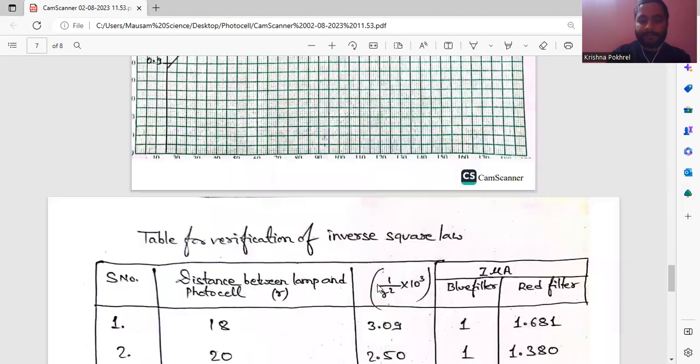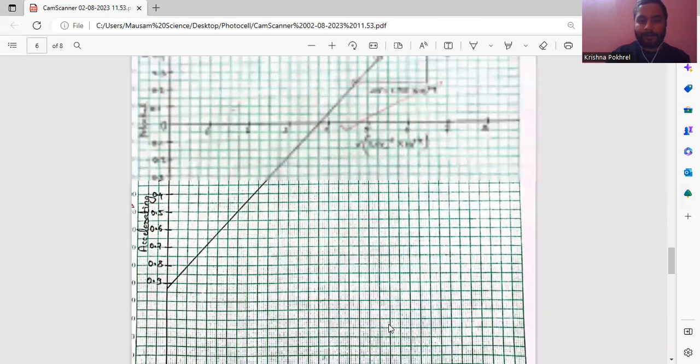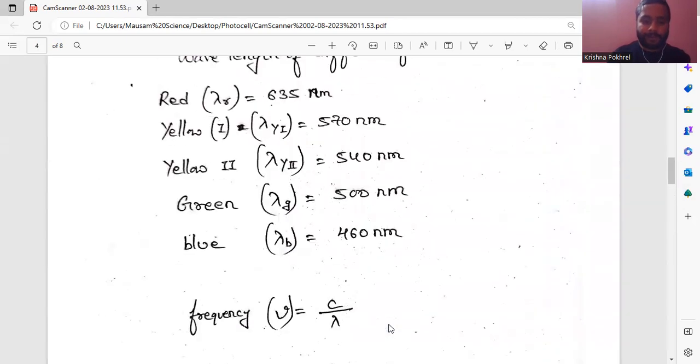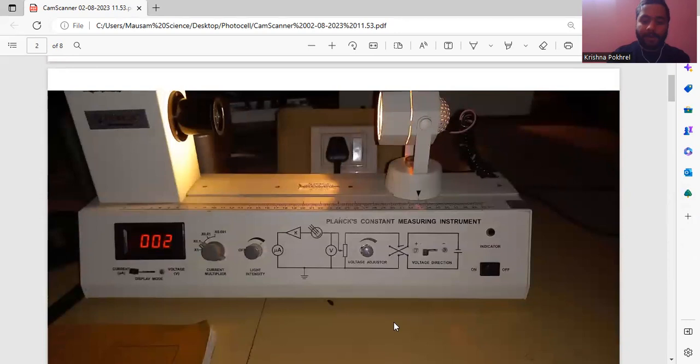Okay, it is not very much hard. So another one is the verification of inverse square law. For the verification of inverse square law, we will come again to this experiment in our next step. So now we'll set up the voltage direction positive, we measure the current, and we take any filter which we want. I have taken here a blue and red filter.